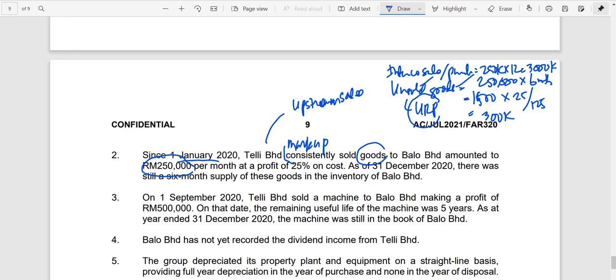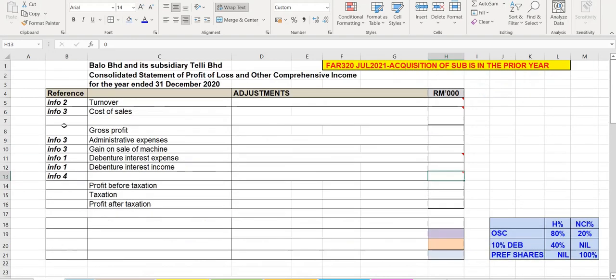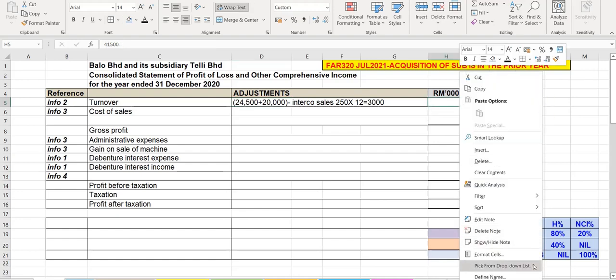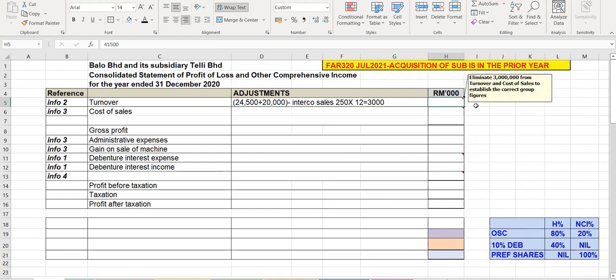I've already prepared this template. So let's look at what we have here. First, you include the amount of the parent and the amount of the subsidiary, and now you are going to eliminate the intercompany sale. The reason the intercompany sale is eliminated, as I mentioned, is to establish the correct group figures to be disclosed in the group accounts. And the second one, just now I mentioned the intercompany purchase.